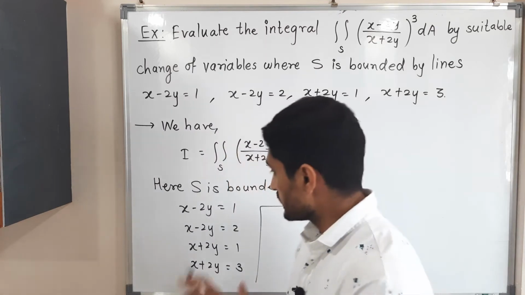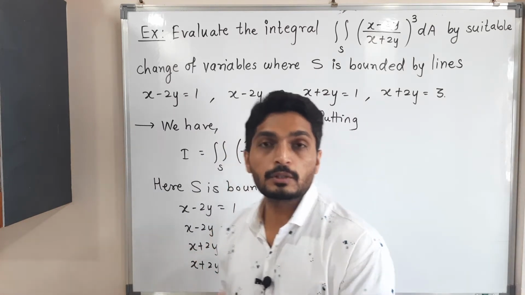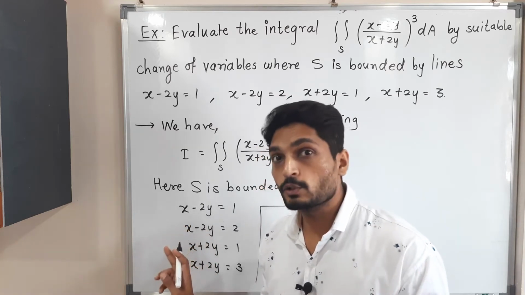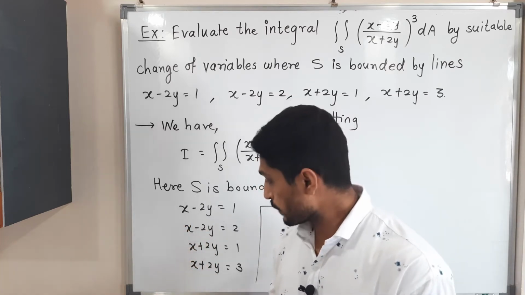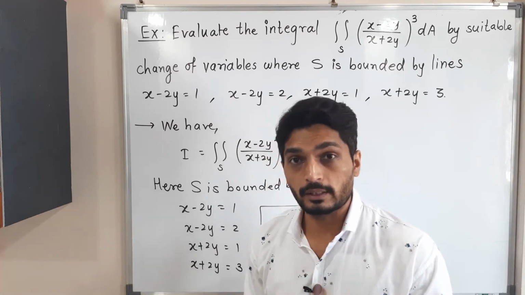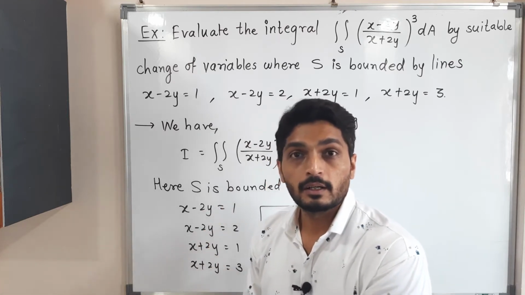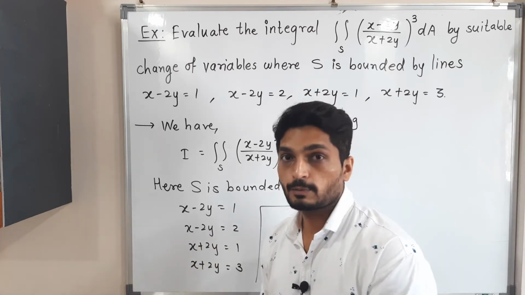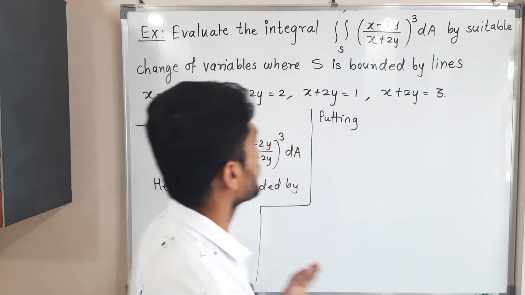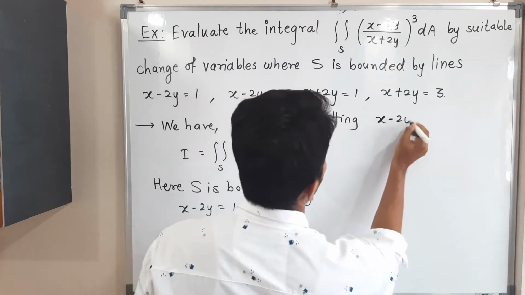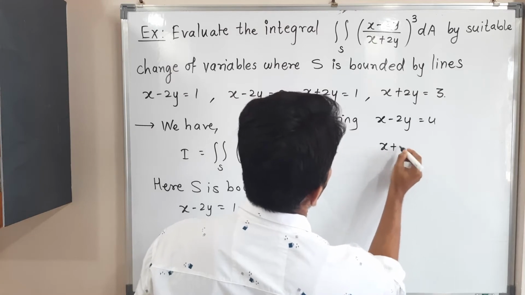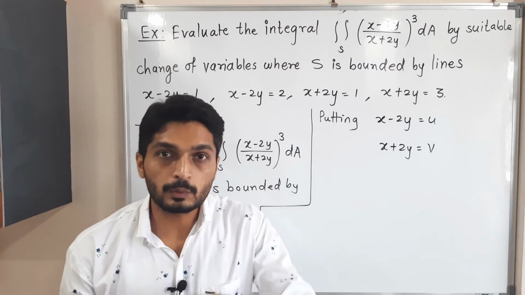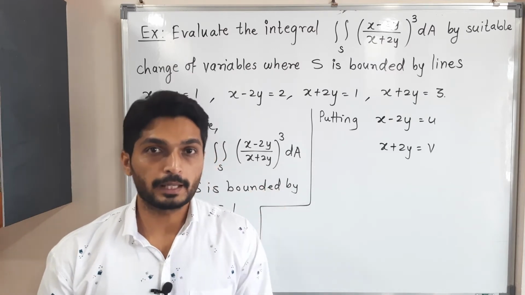If you see this region properly, there is a pattern. X minus 2y, next is also x minus 2y, next is x plus 2y, and the last one is also x plus 2y. So by observing it, I conclude that I need to put x minus 2y is equal to u and x plus 2y is equal to v. So let us put x minus 2y equal to u and x plus 2y equal to v. We are using this substitution to convert the problem into the UV plane.